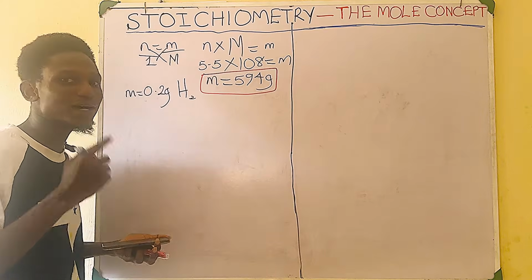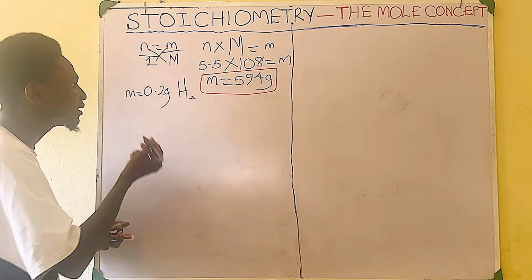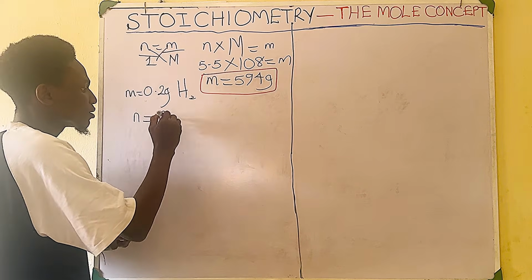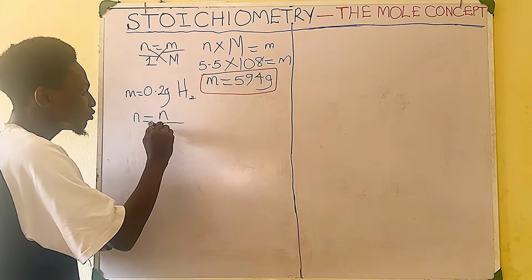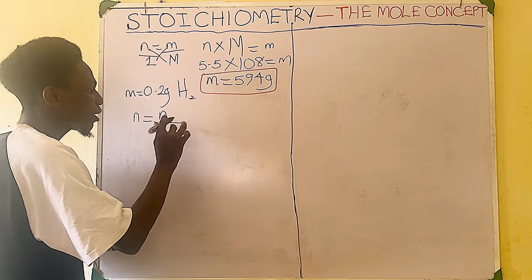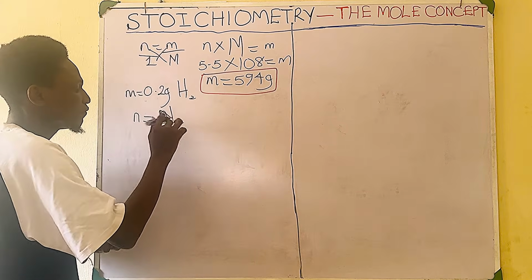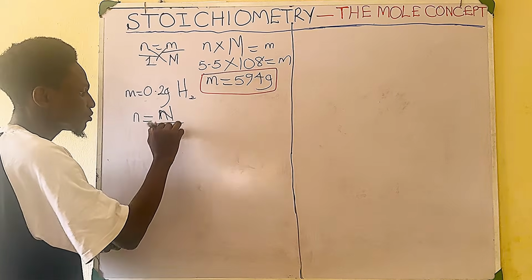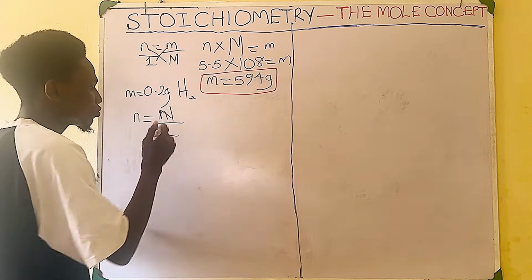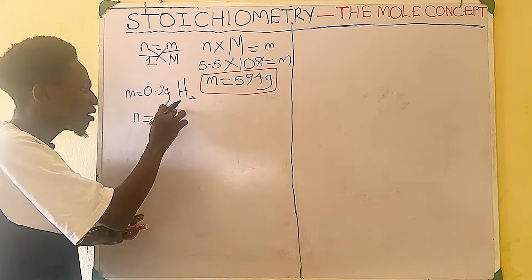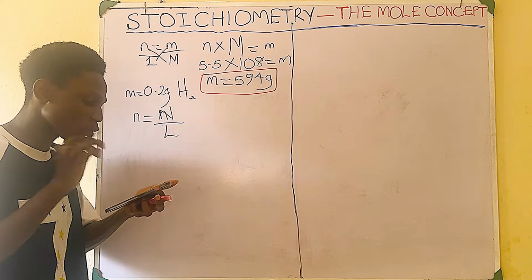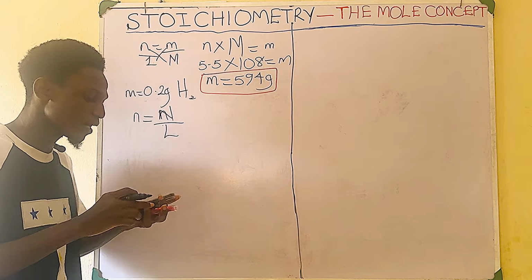Once you see number of atoms, the first formula that comes to your head is N equals number of atoms divided by Avogadro's number. You can represent it as Na or as L. Some people present it as L, so depending on what you want to present it as, but know that it is number of atoms divided by Avogadro's number. Now they said calculate the number of atoms in 0.2 gram of hydrogen molecule.